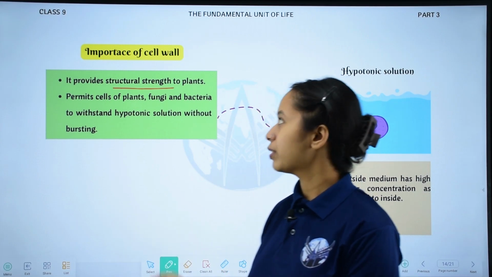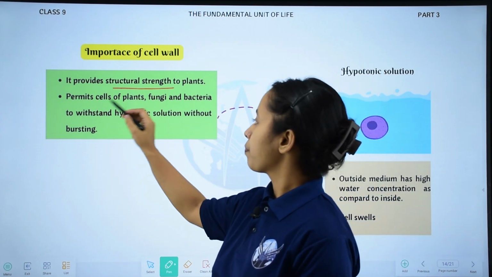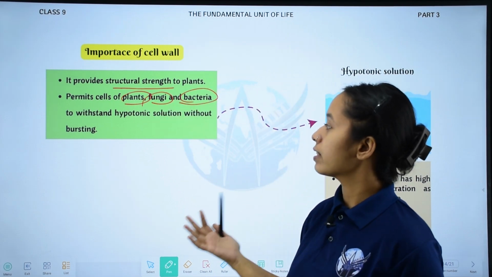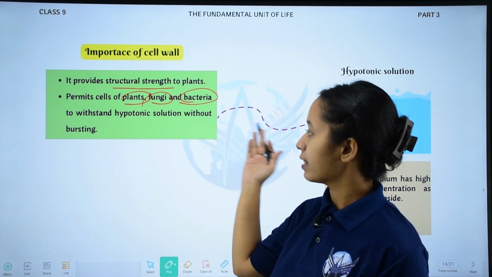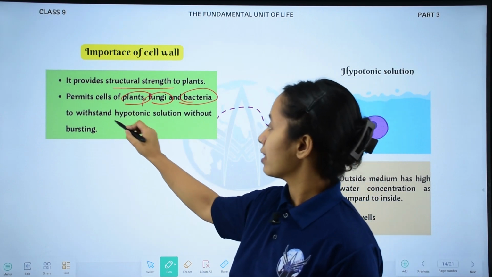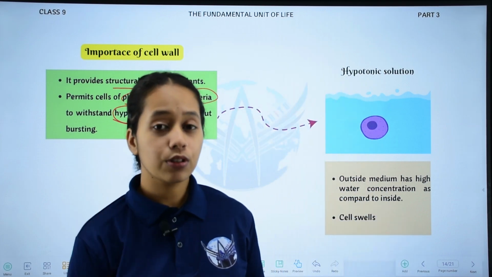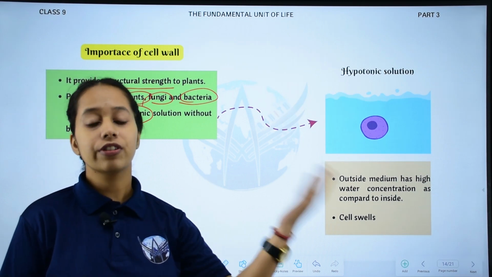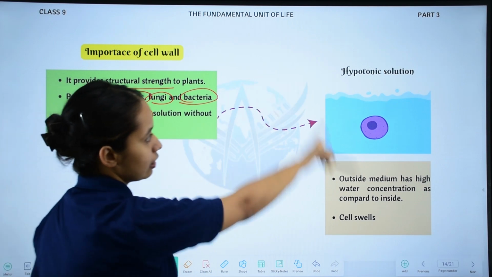Okay. Now number 2, under importance of cell wall, we have that cell wall permits cells of plants, fungi, and bacteria to withstand hypotonic solutions without bursting. Do you remember what is hypotonic solution? We studied this last class. Hypotonic, hypertonic, even isotonic solution, all of these have been covered in our last class.